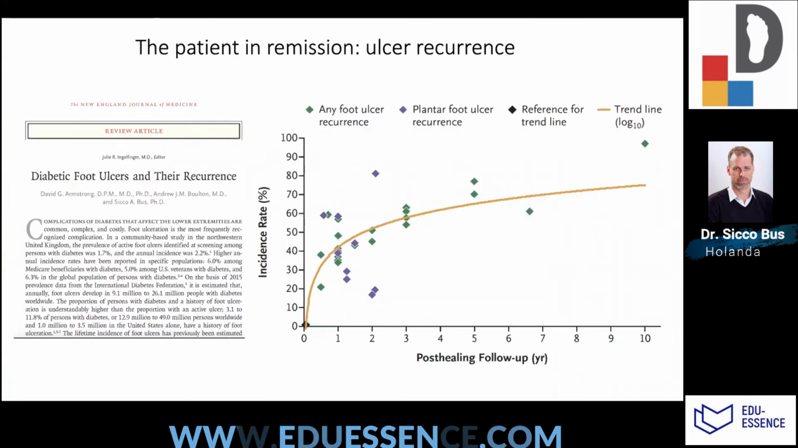The risk of ulceration is particularly high when patients have gone through an episode of ulceration, which is shown in this graph, where on the x-axis you see the number of years after healing of the foot ulcer, and on the y-axis you see the incidence rate from many different studies that we have assessed. As you can see from the trend line, there's a 40% risk to develop another ulcer within 1 year after healing the first one, and 60% in 3 years. So this really stresses the need for prevention, particularly in this high-risk group of patients.